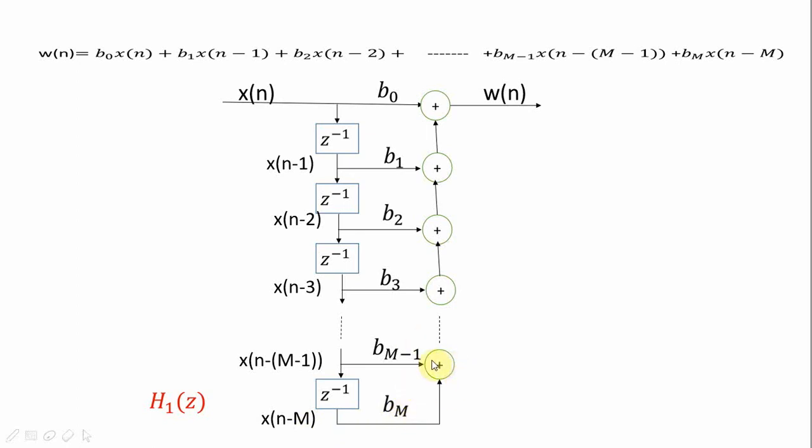Taking two signals at a time to the adders, we add them, and at this point we have all the terms starting from b1 x of n minus 1 up to bm x of n minus m. To this we add the first term, which is b0 x of n, and we get the output w of n. That is our first subsystem H1 of z.